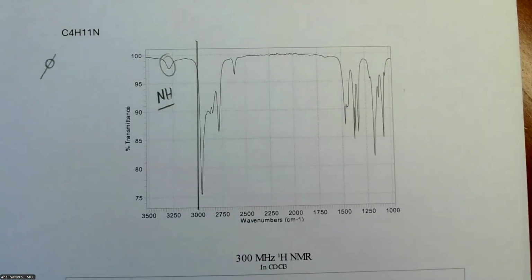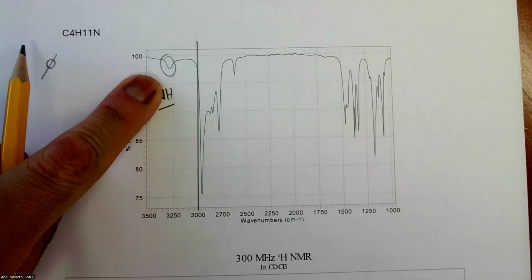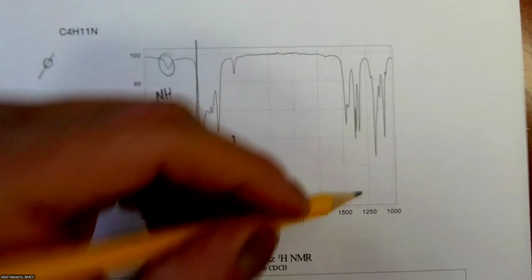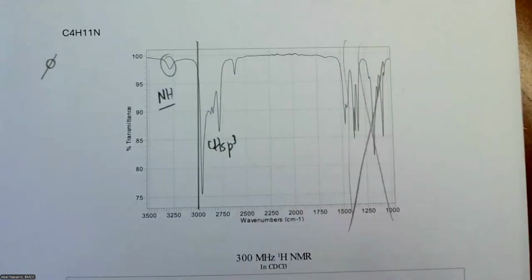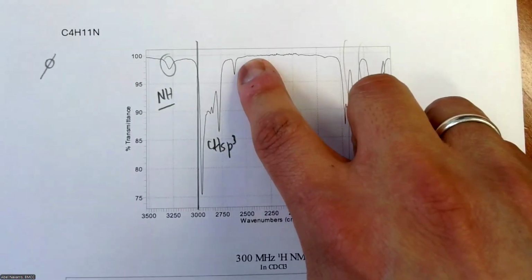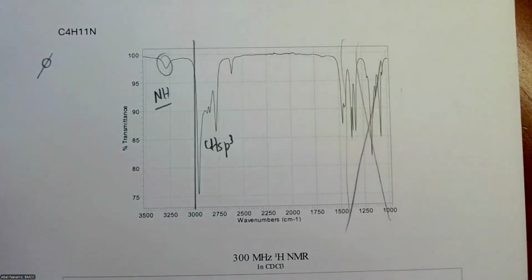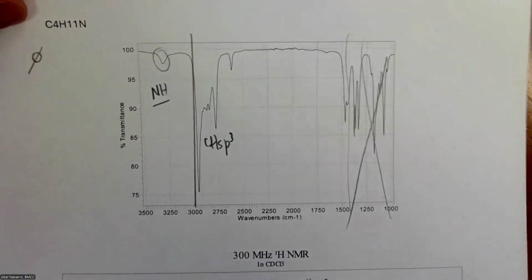No NH2. It is NH because it has only one hump, right? It's only one bump. So this one is CH sp3, and that's it because the rest is just fingerprint region. Oh, I see something here, around 2600, but I don't know what that could be. Anyway, so far I have only nitrogen, NH, no NH2, and CH sp3. Okay.